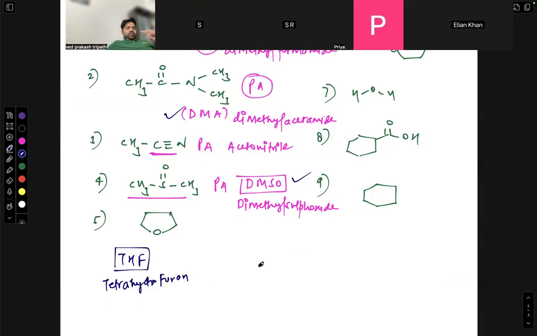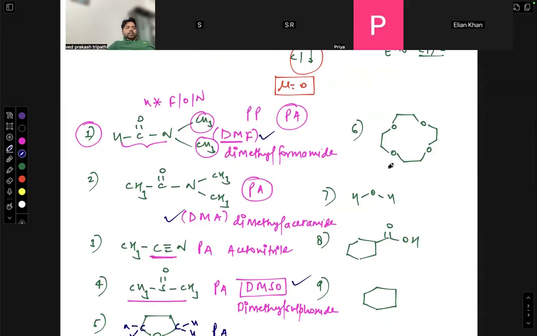Polar aprotic, yes. Why? Because this carbon has two hydrogens. And you can see hydrogen is not bonded with oxygen, fluorine, and nitrogen. It is bonded to the carbon. So this is polar aprotic. Okay, what about this? This is called crown ether. This is again polar aprotic.